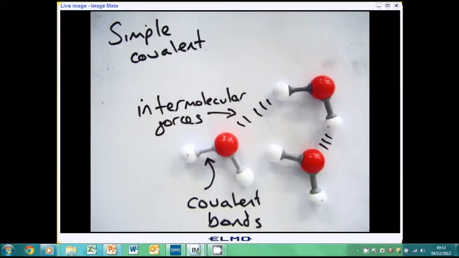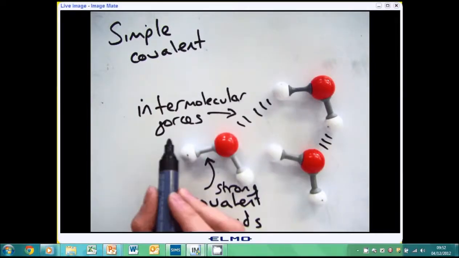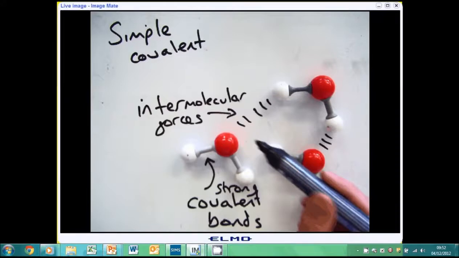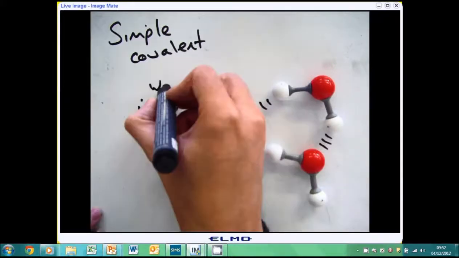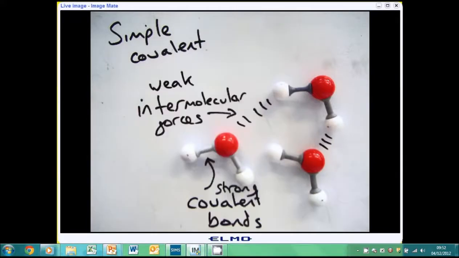Every covalent compound has a strong covalent bond. When it comes to simple covalent compounds though, it's not this that's being broken. The reason they have a low melting point is because of these intermolecular forces. These little forces in between the different molecules are very weak, which means that when you put a small amount of energy in, those weak intermolecular forces break.